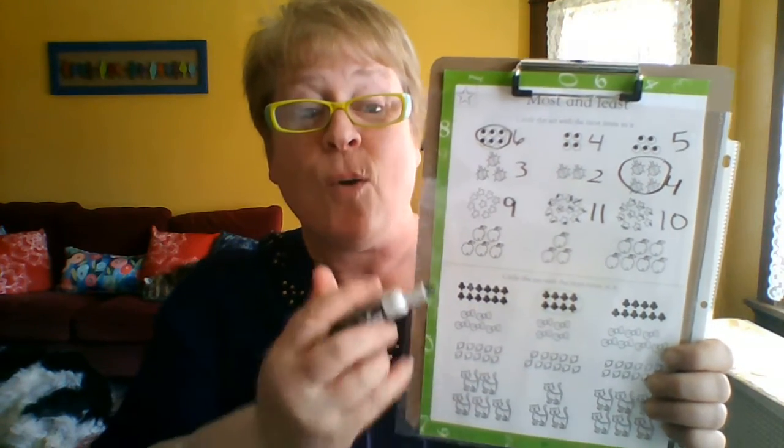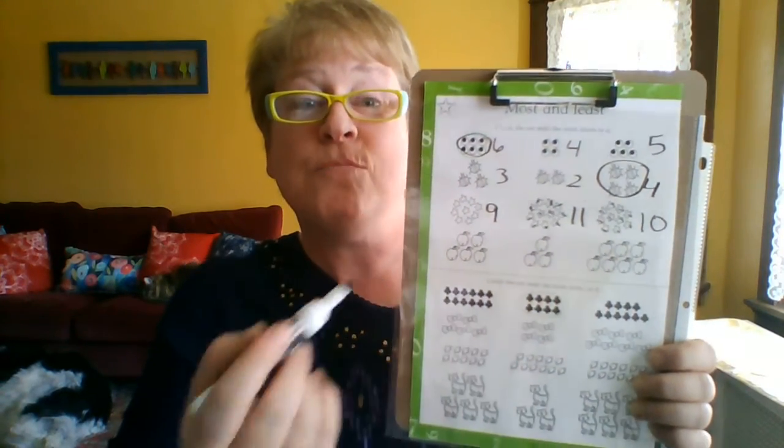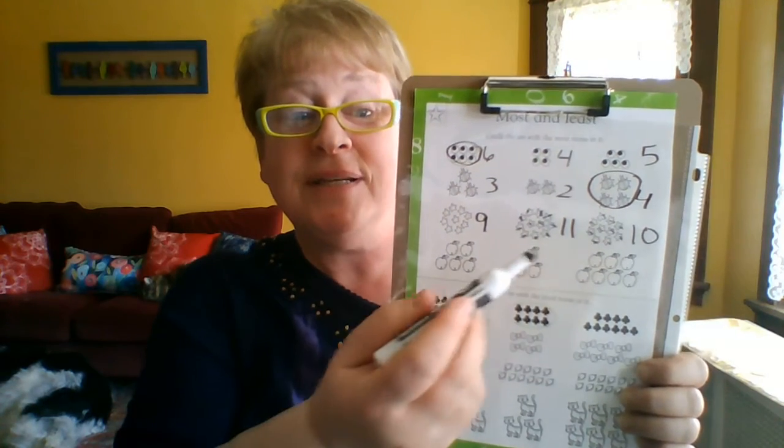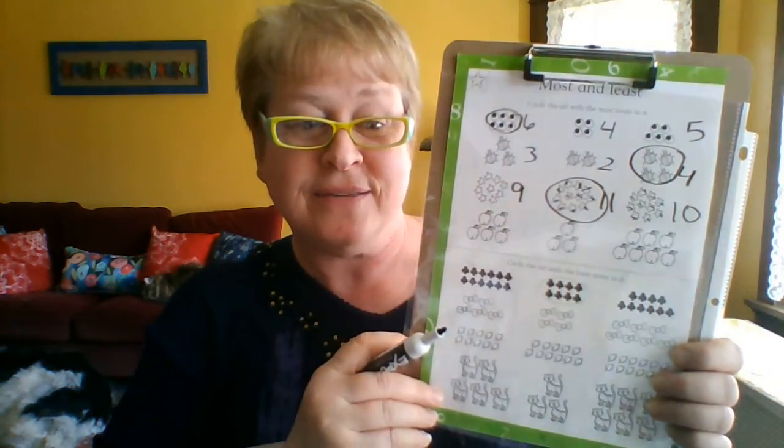1, 2, 3, 4, 5, 6, 7, 8, 9. I come to 9 first, so that's the smallest number, or the picture that has the least amount of stars. After 9 comes 10. 10 is more than 9, but it is less than 11. 11 is the greatest, or the picture with the most in this case.